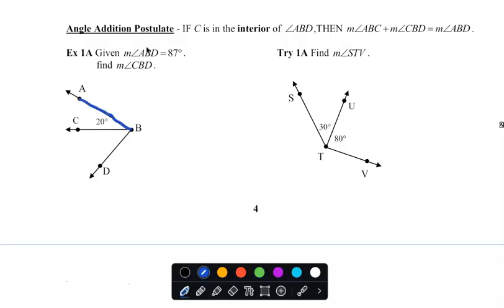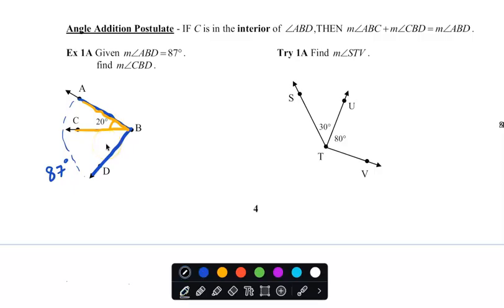So angle ABD, all of that is 87. And then we know they told us right here that ABC is 20. And they want me to figure out what angle. Let me erase this. There you go. We know all of this is 87, so this whole thing here, and then we know this angle here is 20. They want me to figure out what this angle is.